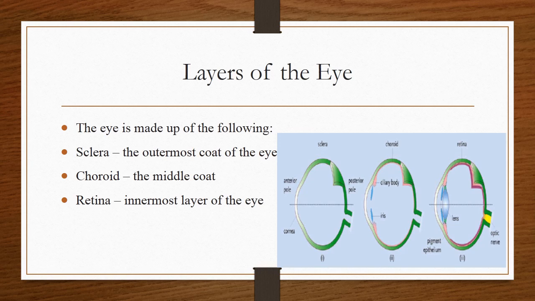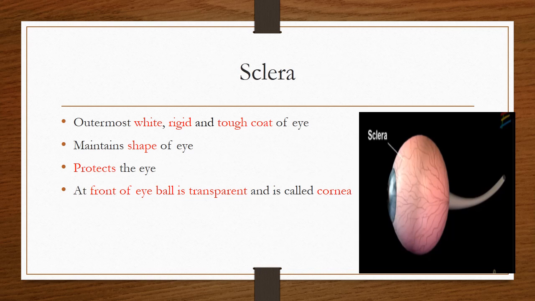The eye is made up of 3 distinct layers. The outermost coat of the eye is known as sclera. The middle coat is called choroid. And the innermost layer of the eye is known as retina. You can see the 3 layers in the picture given: sclera in green color, choroid in light pink color, and the retina in dark pink color. Let's discuss one by one.